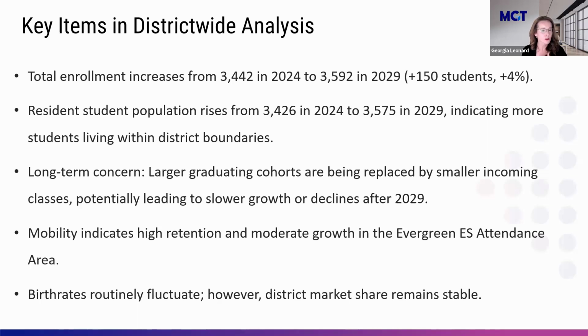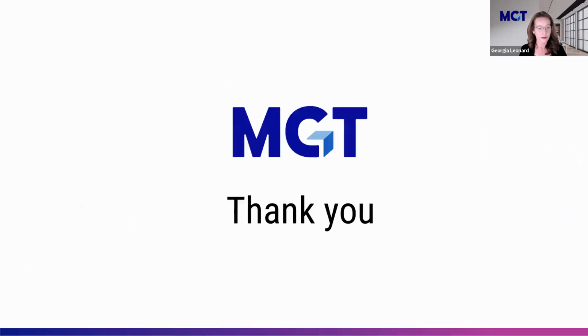Long term, you've got larger graduating cohorts that are being replaced by some smaller ones. So if we were to look further out, like those last 4 years, where you start to see those little minus numbers, that's because some of those larger cohorts are graduating out. Your mobility indicates high retention and some moderate growth when it comes to the Evergreen Elementary School attendance area. And then your birth rates do routinely fluctuate. However, your district market share tends to remain stable. And that concludes the overall presentation.